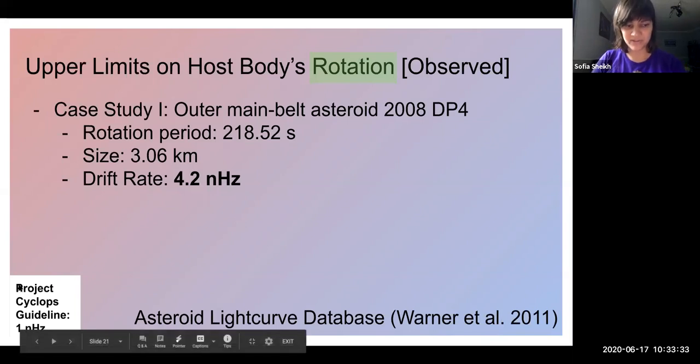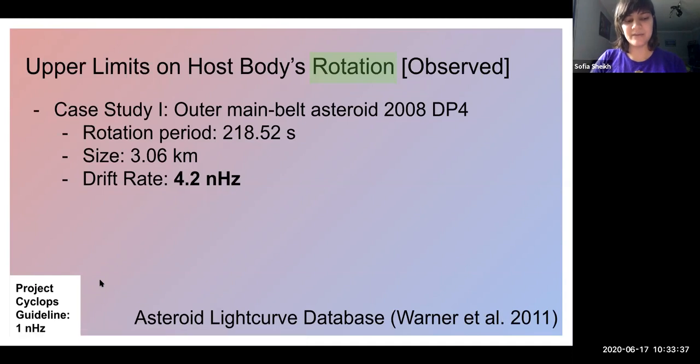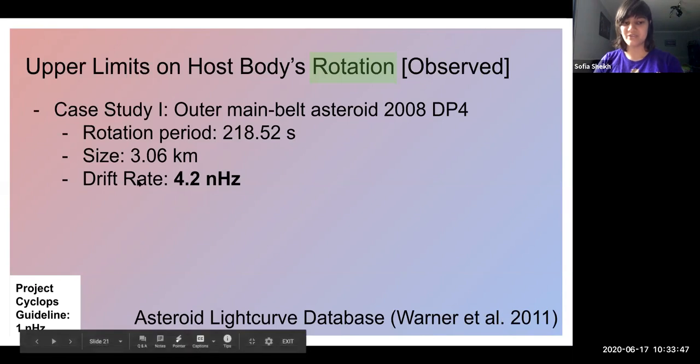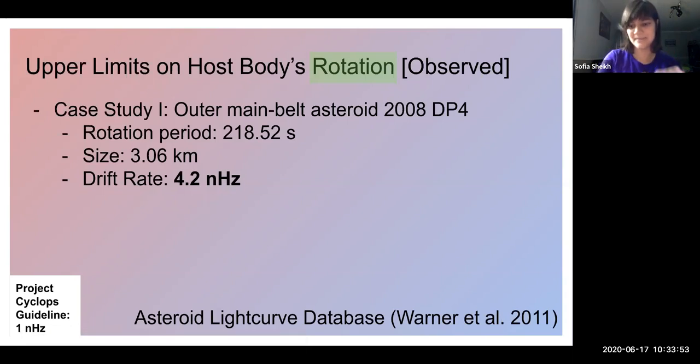Now remember, I put in the corner here, about 50 years ago at this point, Project Cyclops said you should search up to 1 nanohertz, but don't bother searching at higher than that. And already, based on that guideline, this asteroid, if it had a transmitter on it, you might not pick up with your algorithm because you would have set your maximum too low. So it's already 4 times the guideline. And as a spoiler, it's only going to get worse.